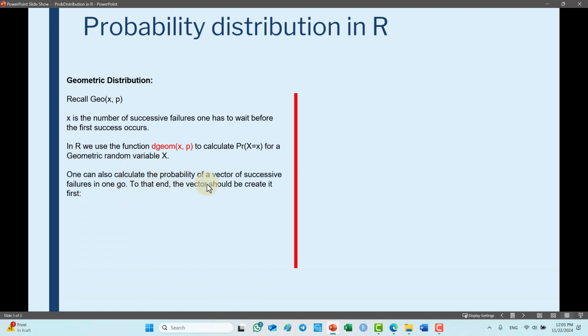One can also calculate the probability of a vector of successive failures from 0 to any number. For that, we need to create the vector and then run the dgeom function on x, which is now a vector of successive failures starting from 0 up to n. Then one can plot these probabilities.